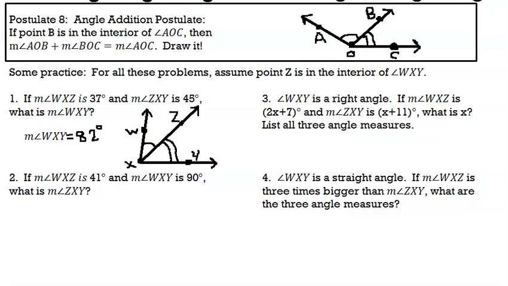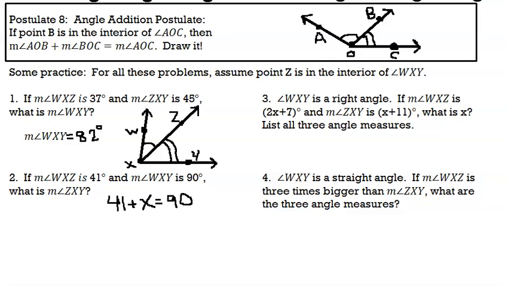All right. Question number 2. Now, what would happen if WXZ is 41, but now the whole thing, WXY, is 90? So now we're going to say 41 plus the other part. So again, we're doing part plus the part equals the whole. Now, if you've got a lot of math common sense, you probably already knew, oh, if they give me the whole thing, I'll just subtract. That's great. You're right. Do it.